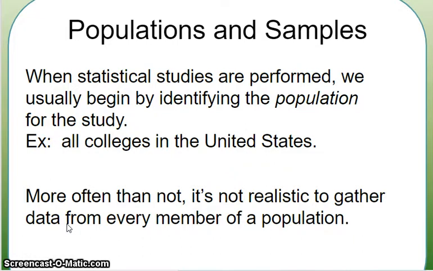Most of the time, it's not feasible to gather data from every member in the population because it's just too big and there's no way you can travel to whatever 10,000 colleges or whatever it might be, or capture every salary of every RN in the United States. So we consider samples to be good representations of the population. So when we pull a sample, we want to try to be unbiased and we want to try to reflect the demographics of the population that we're trying to study.